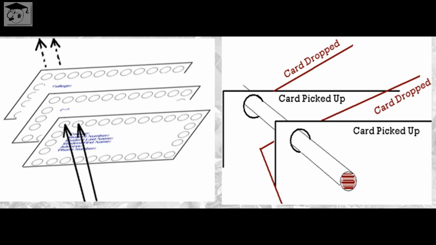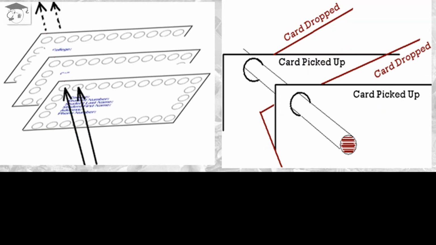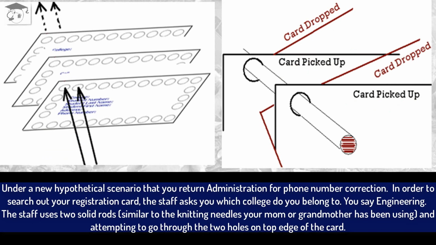How does it work with the new design? Under a new hypothetical scenario, you return to the administration for phone number correction. In order to search out your registration card, the staff asks you which college you belong to. You say engineering. The staff uses 2 solid rods, similar to the knitting needles your mom or grandmother has been using, and attempts to go through the 2 holes on the top edge of the card.